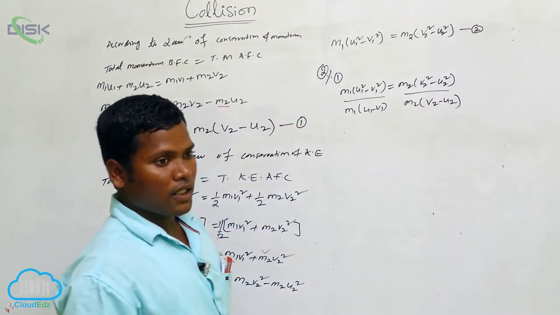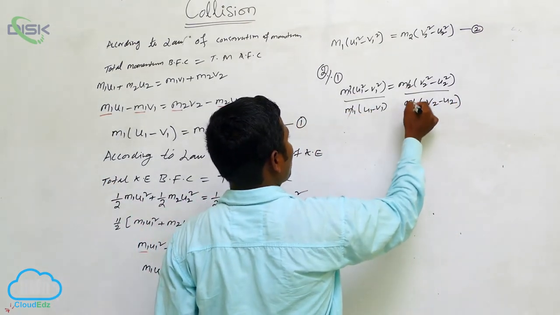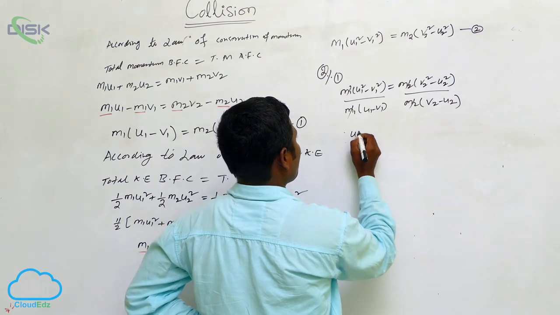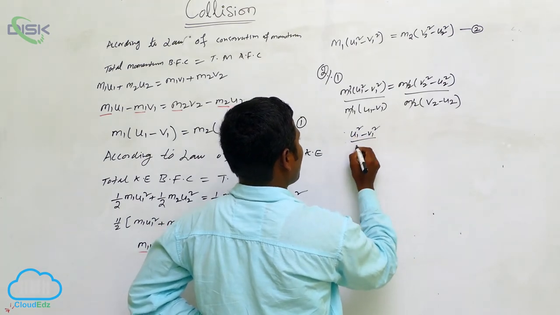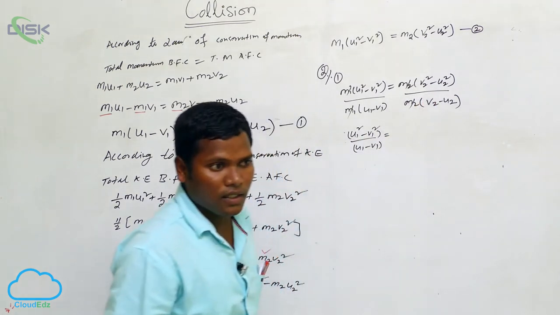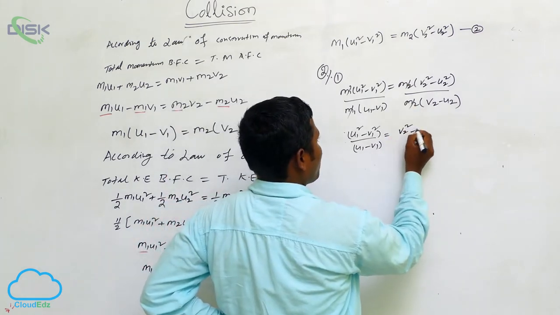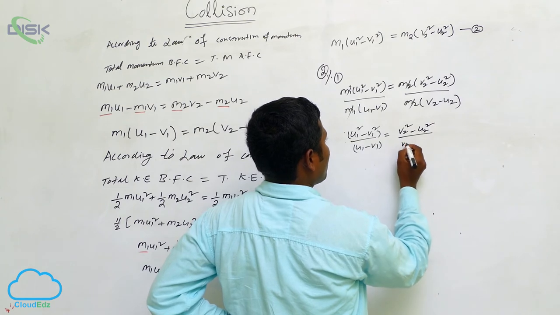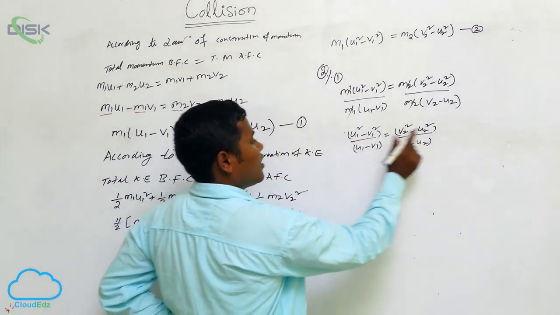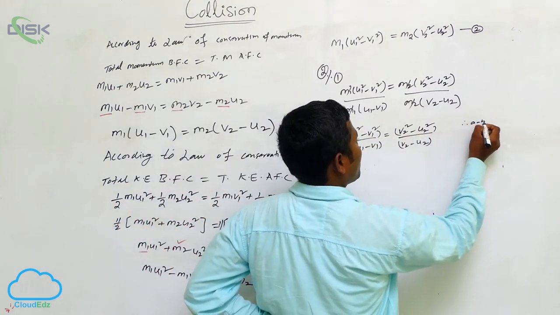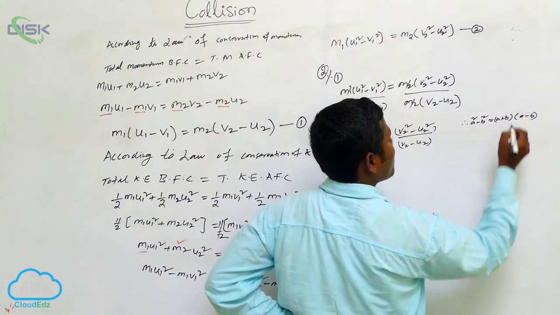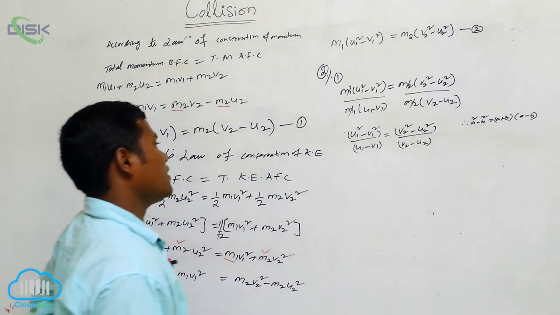Which terms get cancelled here? M1 gets cancelled, M2 also gets cancelled. Here we have u1 square minus v1 square by u1 minus v1, and next v2 square minus u2 square by v2 minus u2. Can I write A square minus B square as A plus B into A minus B? Then finally I get A square minus B square.